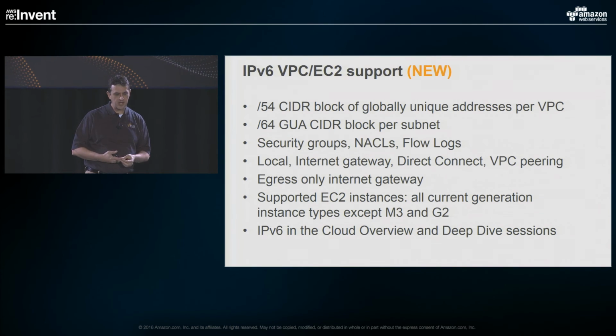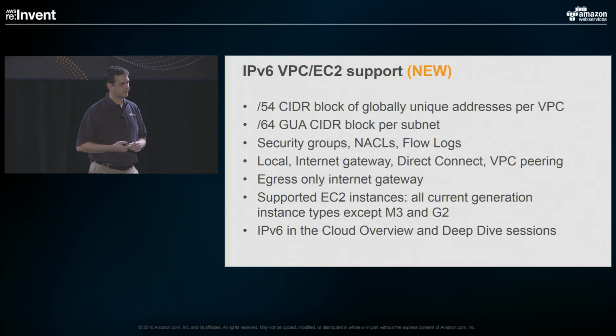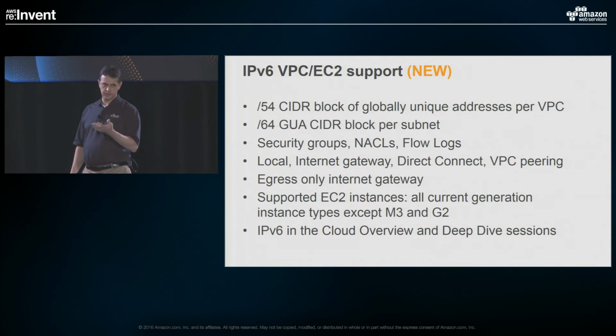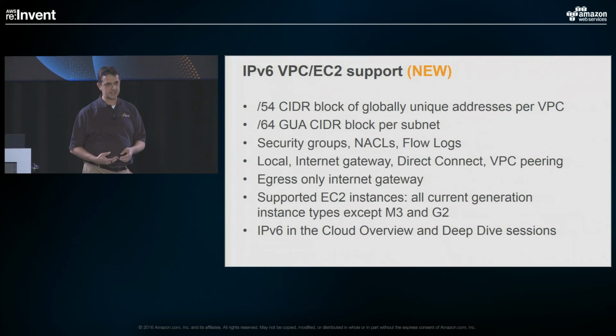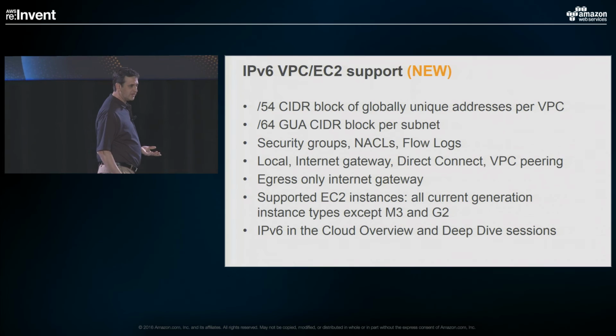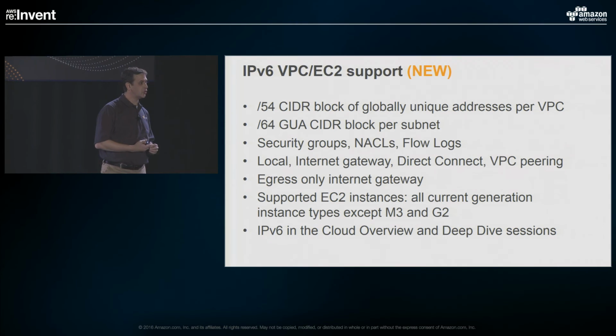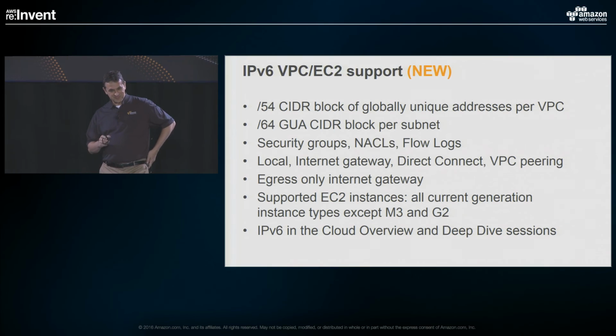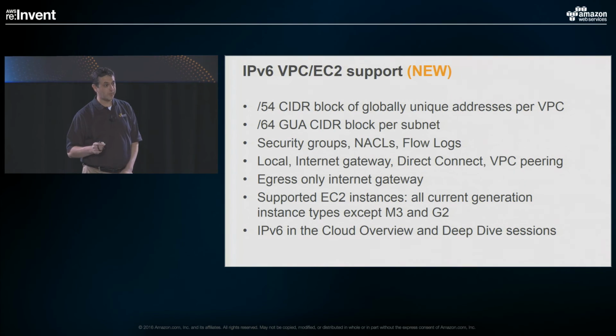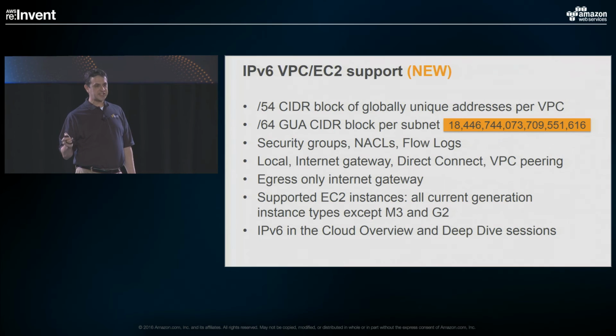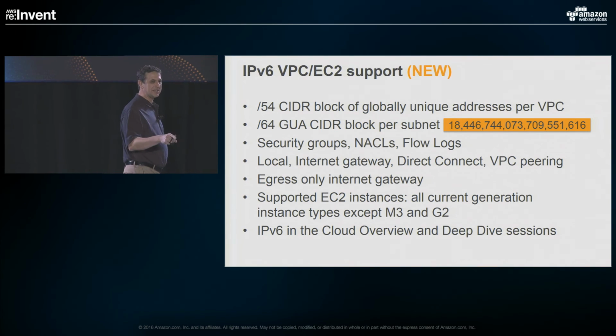I'm only going to spend a few minutes today on this just to give you the high-level feature set that comes with this launch. Now, this is a dual stack solution for now, so you'll have IPv4 and IPv6 in your VPC. When you enable IPv6, we're going to assign a /54 CIDR block of globally unique addresses. That's a lot of IP addresses. And each subnet will get a /64. A /64 has that many IP addresses. I'm not going to even attempt to read it.